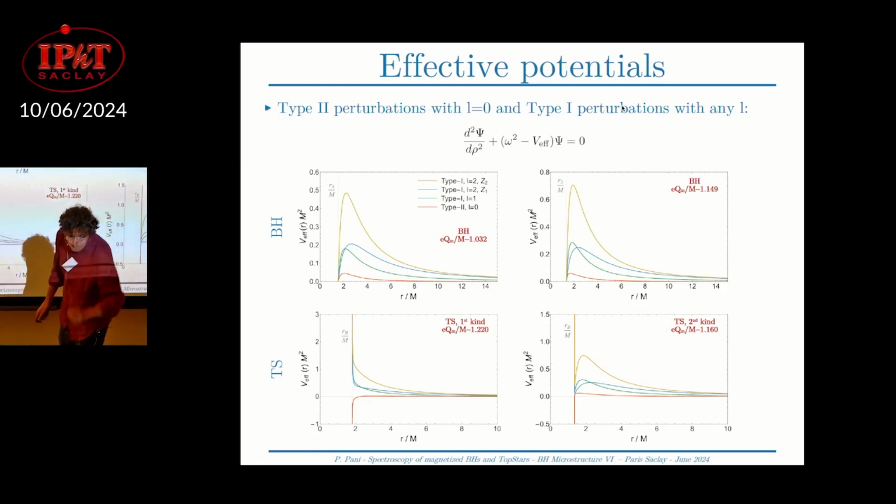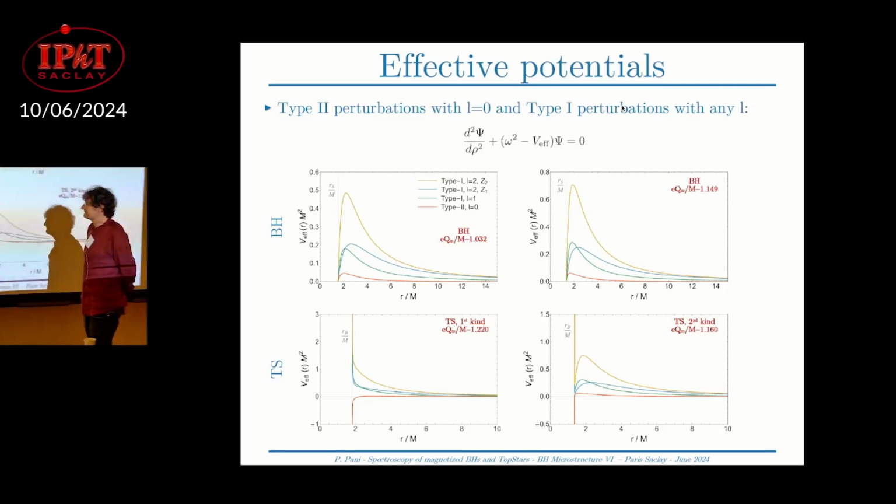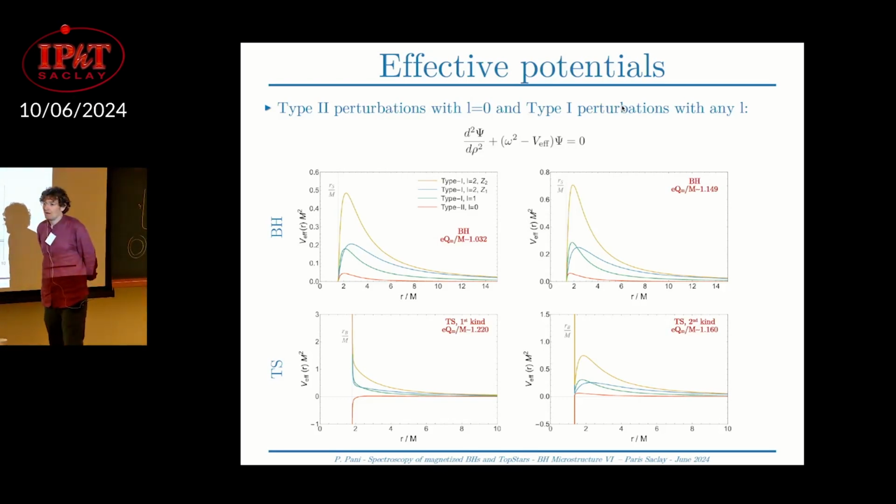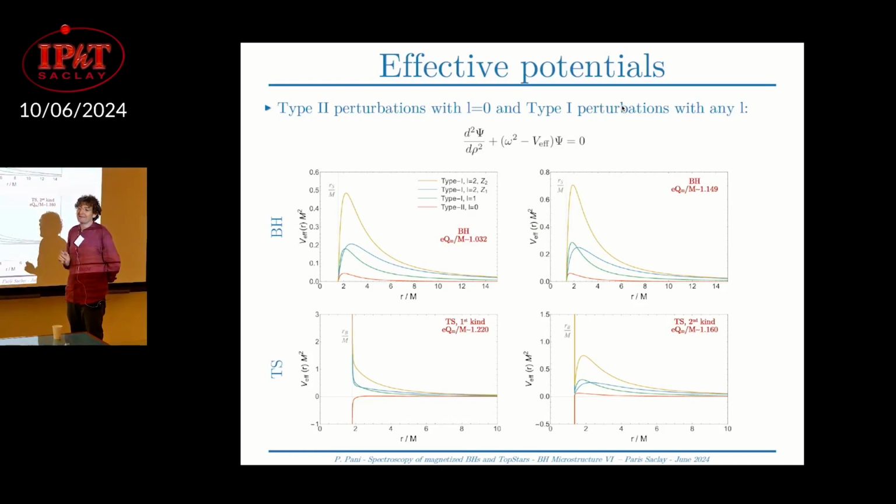Question? I was worried too about that, whether that's an instability. What's the value of L for that? So this is, well, it depends. The red is only for L equal to 0, because these are radial perturbations. They only exist for L equal to 0.